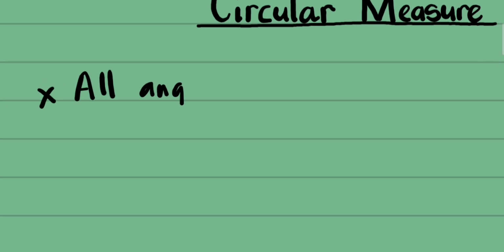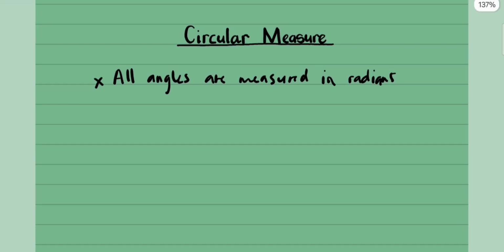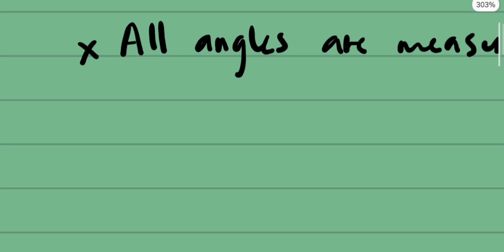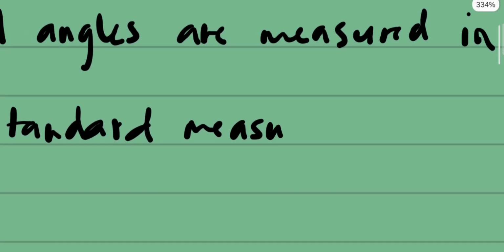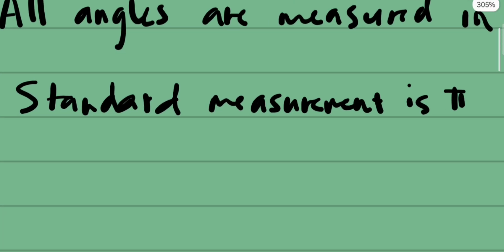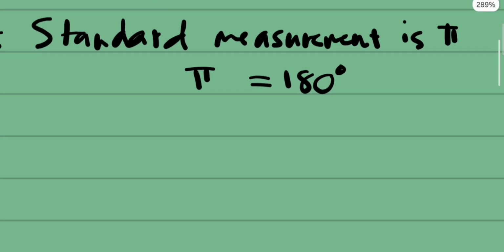All angles are measured in radians. And in radians, the standard measurement is pi, and pi stands in for 180 degrees. So there will be cases where we will have to convert angles from degrees to radians, and for that we just multiply whatever value of the angle we have in degrees by pi over 180.